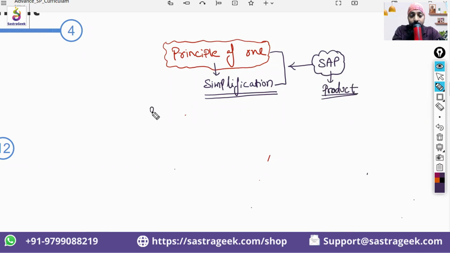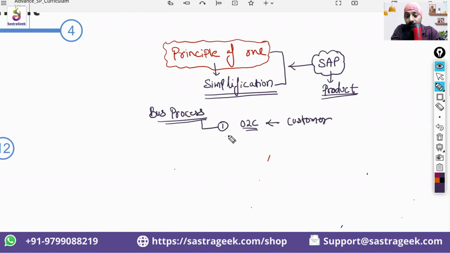If you have a business process, you have multiple ways to run it. The first way, if I give an example, is order to cash. You can do it in ECC by using a customer. Or the second way is order to cash, which you can also do with the customer plus BP approach.